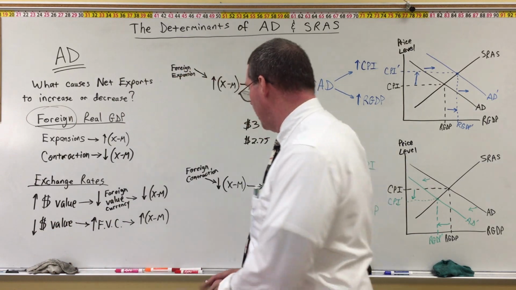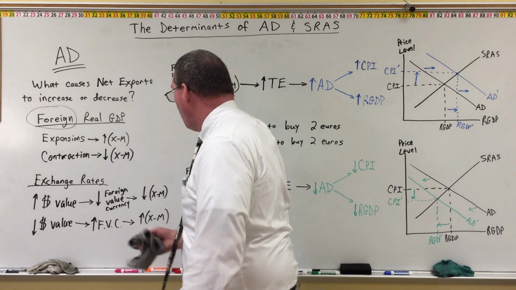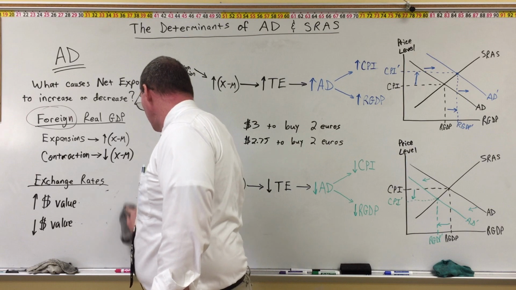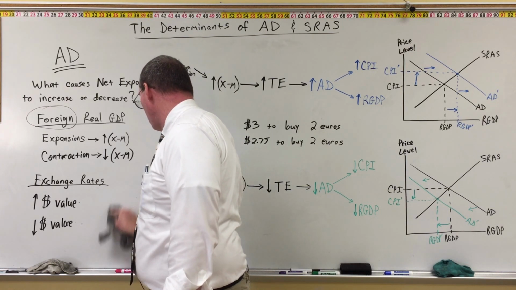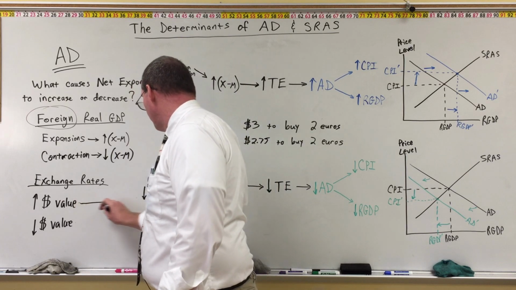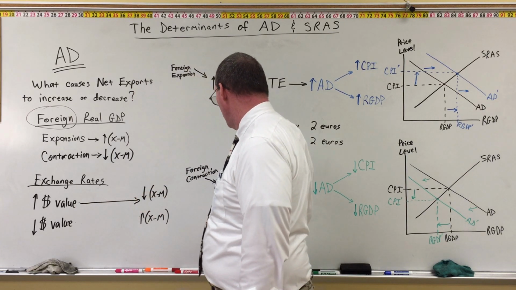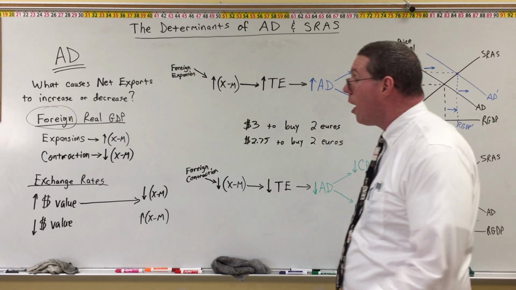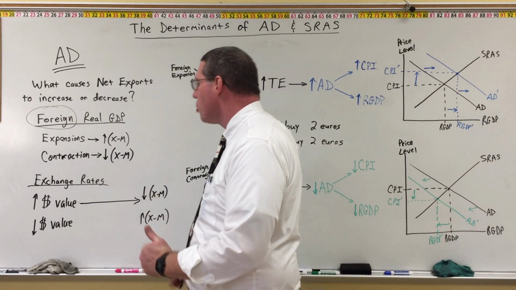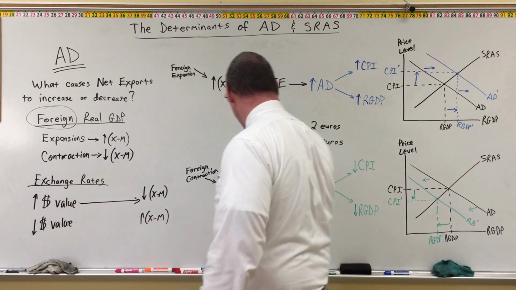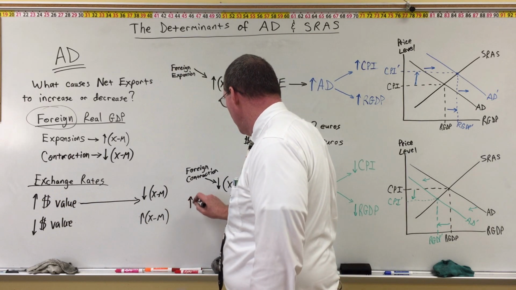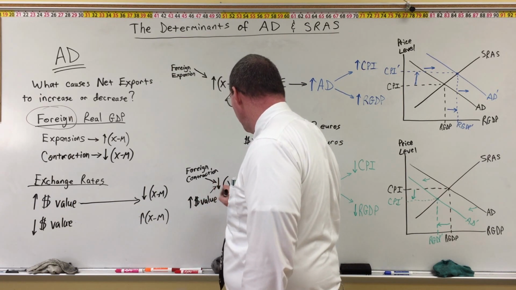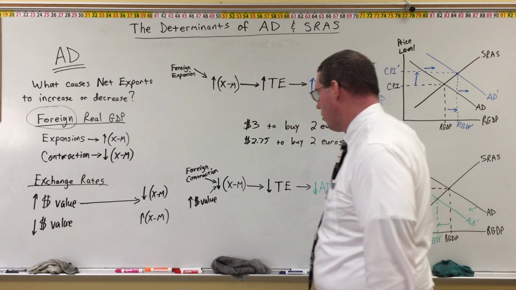And so what I really want you to know here, very simply, is that when the exchange rate is such that the US dollar is stronger, the US dollar is more valuable, then that leads to a decrease in net exports, which then leads to a decrease in total expenditure and a decrease in aggregate demand. So our aggregate demand will actually go down when the value of our currency becomes stronger. And so an increase in the value of the dollar is going to lead to a decrease in net exports and a decrease in total expenditure.